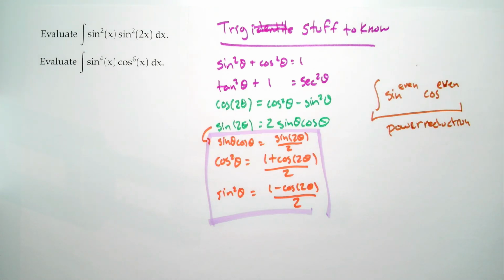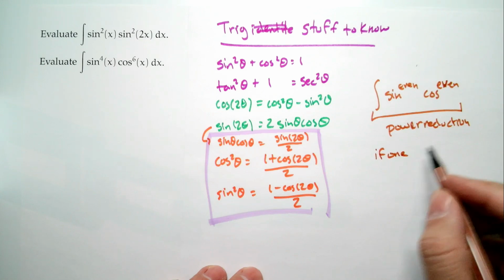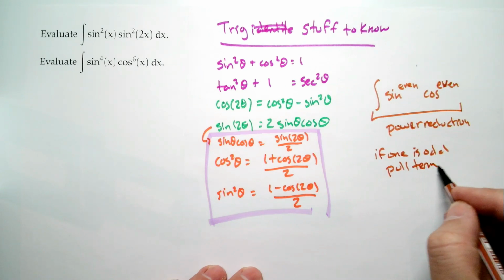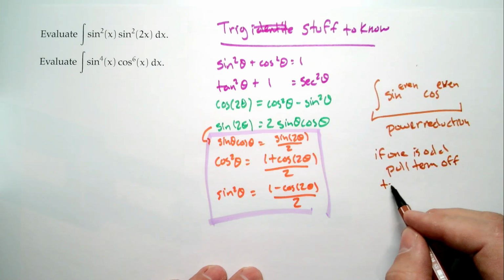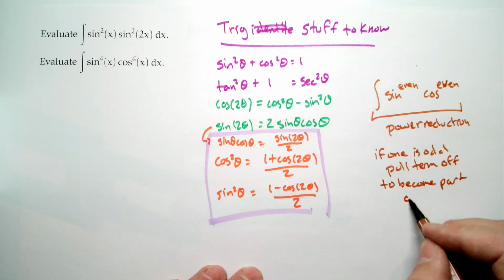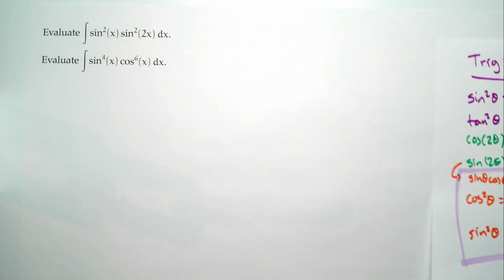What happens if one of them is odd? Well, the answer is if something is odd, what you're going to do is you pull one off the end. You pull a term off, and that's going to become part of a du. So essentially, once one of them is odd, you're going to pull something off, rewrite everything in terms of the other, and use substitution. And we'll see what we mean as we go along. Okay, so that's what we need to know. Now, 2 examples, and we'll see how far we get.